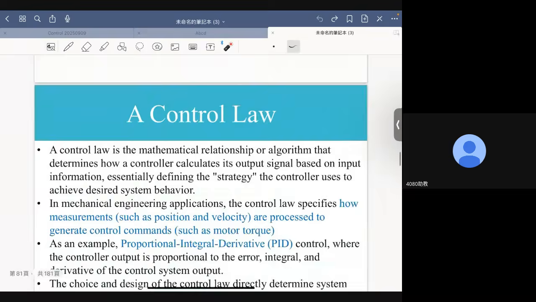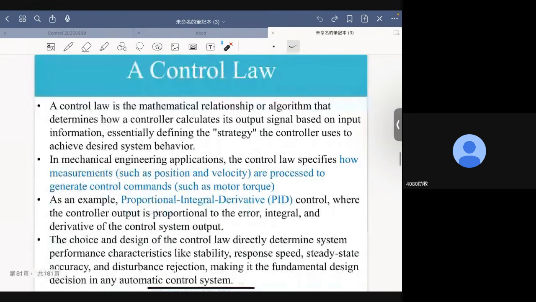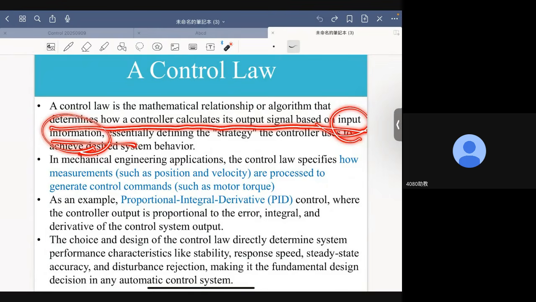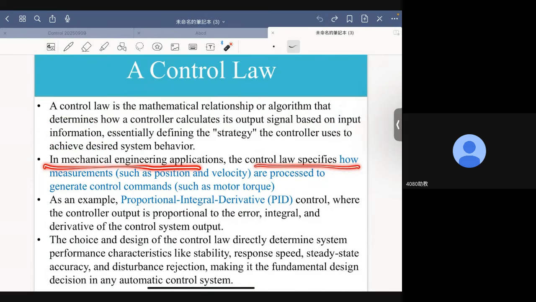Okay. Now back to the control law. What is a control law? A control law is a mathematical relationship or algorithm that determines how a controller calculates its output signal based on the input information. And the input information, at least for this course, is the output error of the feedback control system. In mechanical engineering applications, the controller specifies how measurements, that is, outputs provided by the sensors, are processed to generate control commands, and the command is then sent to the actuator. I want this motor to generate how much torque.